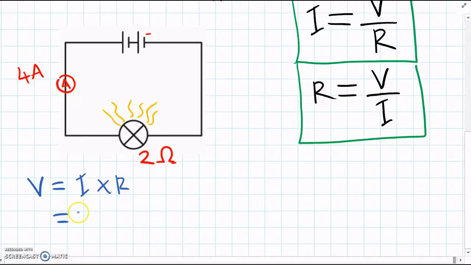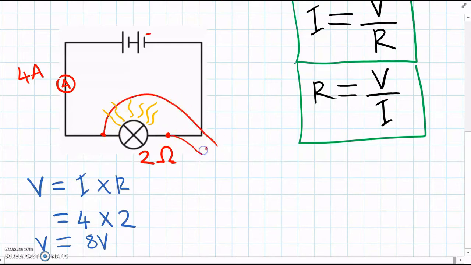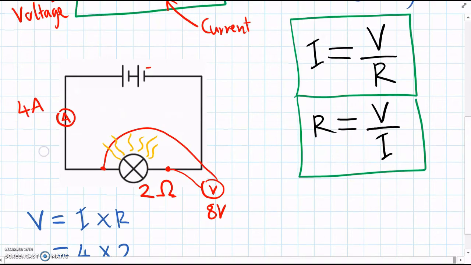So we know the current, that's 4 amps, and we know the resistance, that's 2 ohms. So let's substitute our values for current and resistance, and then we have voltage equals 4 times 2. So voltage must be 8 volts. So then if we actually got a voltmeter out and measured the voltage on either side of this bulb, it would definitely say 8 volts. So the good thing about Ohm's law here is we didn't need a voltmeter to work out the voltage there.